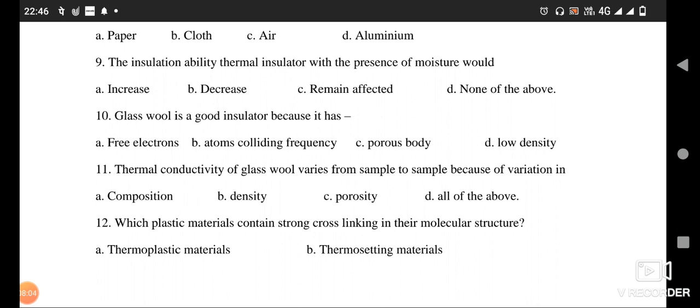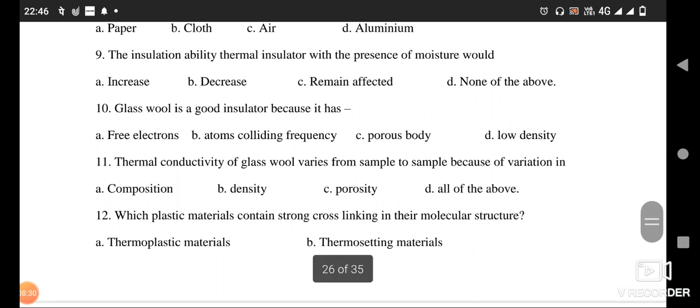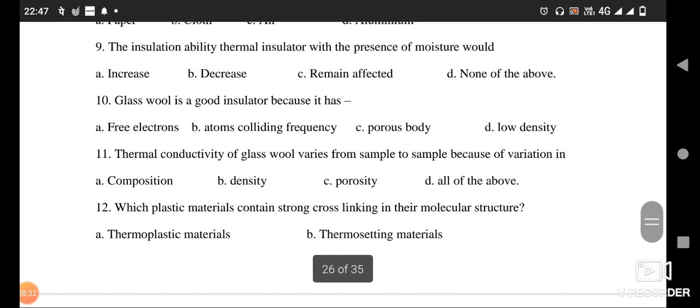Or none of the above. The four options given: the insulation ability of thermal insulator with the presence of moisture would be, A, increase, or B, decrease, or C, remain unaffected, or D, none of the above. So definitely अगर moisture पड़ा हुआ होगा थर्मल इंसुलेटर के ऊपर, तो उसकी इंसुलेशन एबिलिटी डिक्रीज हो जाएगी. So option number B, decrease, is the correct answer here.